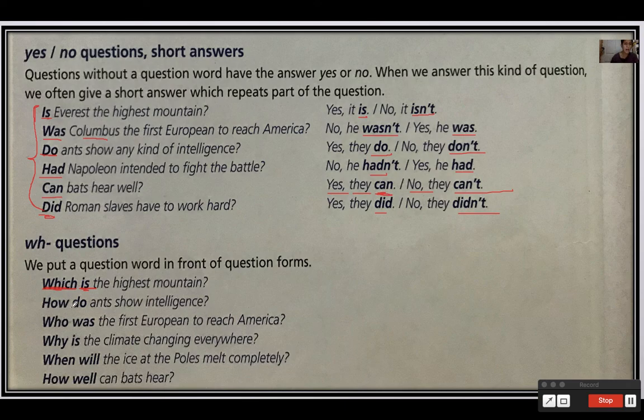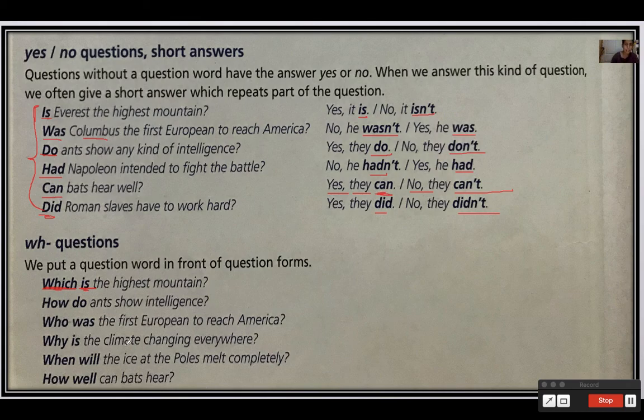Okay, how do ants show intelligence? Oh, they show intelligence by, and so on. So you have to give more information. Who was the first European to reach America? Oh, the first European to reach America was Columbus. Okay, you are giving more information.